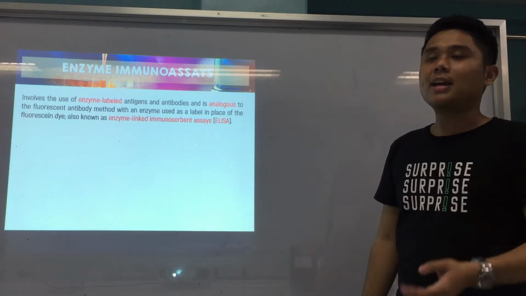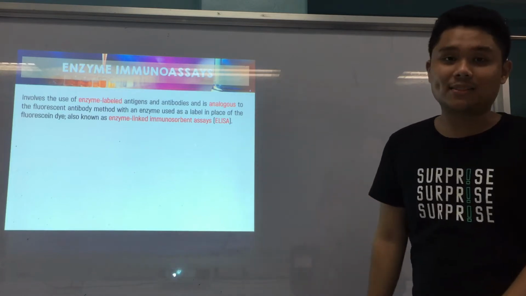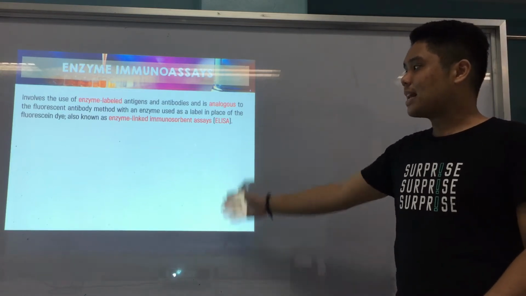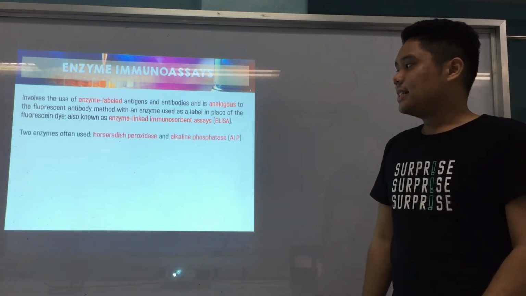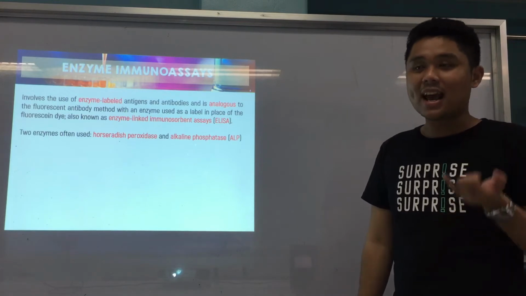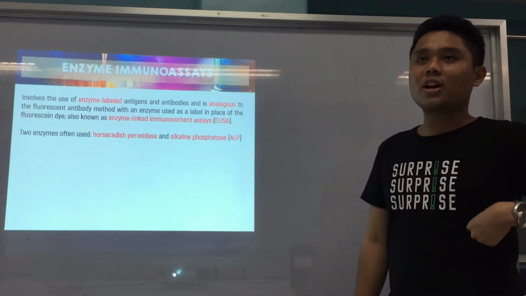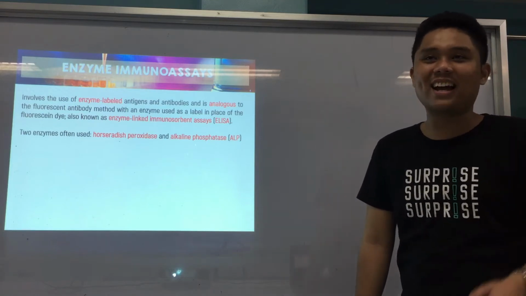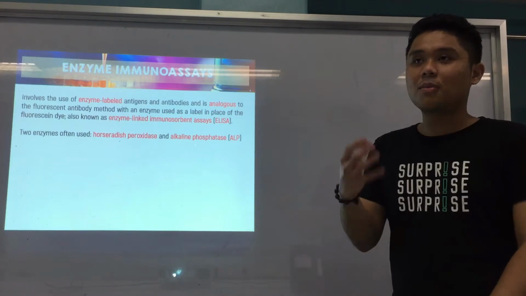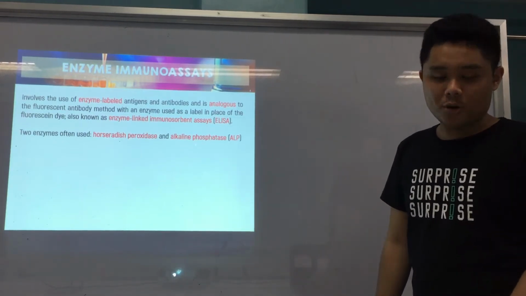So again, instead of fluorochromes or fluorophores, similar to your fluorescent immunoassays, for enzyme immunoassays you use enzymes. Another name for that is your ELISA, enzyme-linked immunosorbent assays. Now the most common enzymes used are your horseradish peroxidase and ALP, alkaline phosphatase. So these are the most common enzymes that are used for enzyme immunoassays.